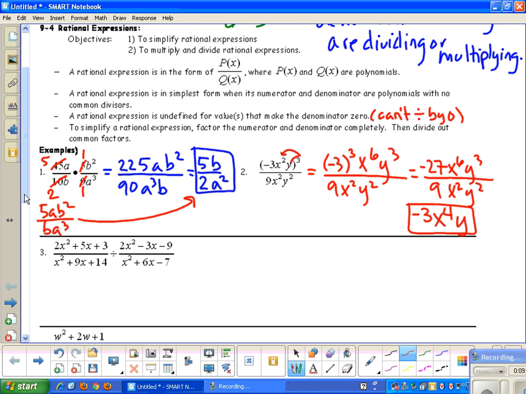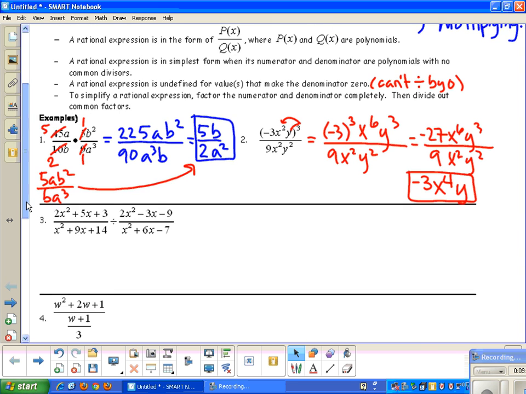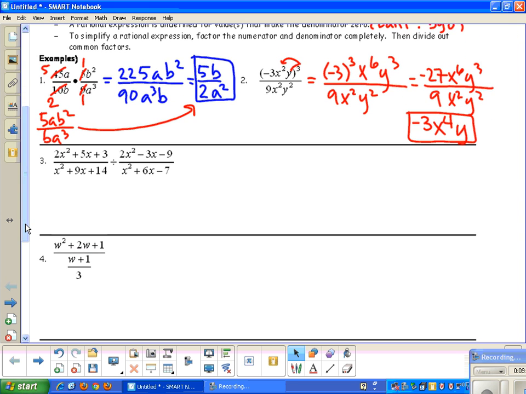So now let's do some harder problems with what we learned before. So let's look at number 3. For number 3, we have a polynomial divided by a polynomial, and we're dividing two fractions. In this case, because of this division right here, remember that means we're going to want to multiply by the reciprocal of that second fraction.